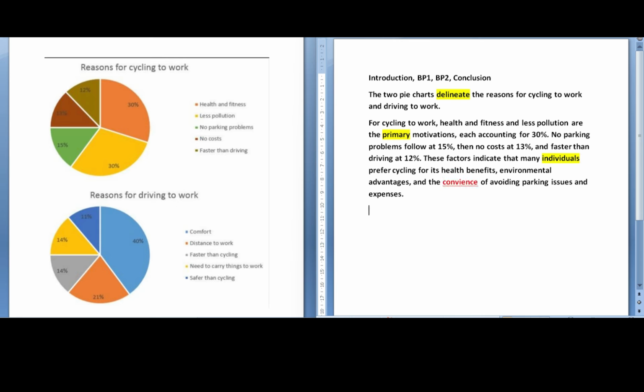All good. Now moving further, you can use conversely. Instead of conversely, you can write down on the other hand, on the flip side. Okay, conversely, for driving to work, comma, comfort. Comfort has the highest portion, that is 40%, followed by 21%, 14%, 14%, 11%. In this pie graph, you can see 14% each. You can see faster than cycling and need to carry things to work. We can use these two things in just one line. How? Let me tell you.